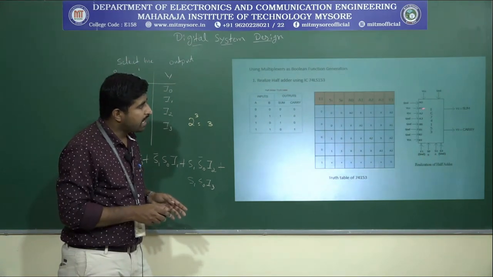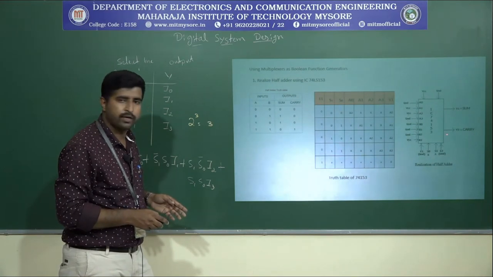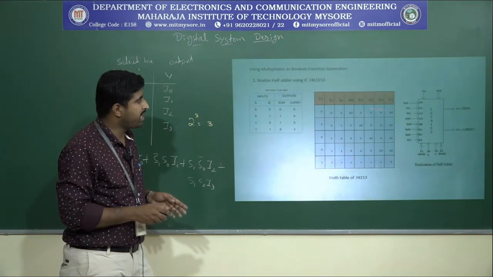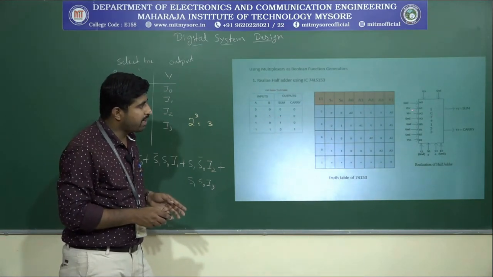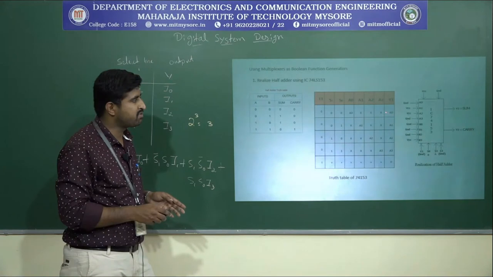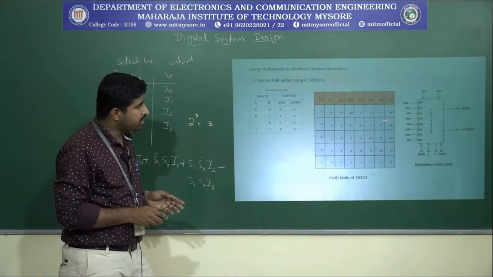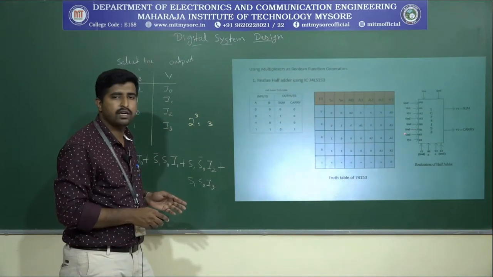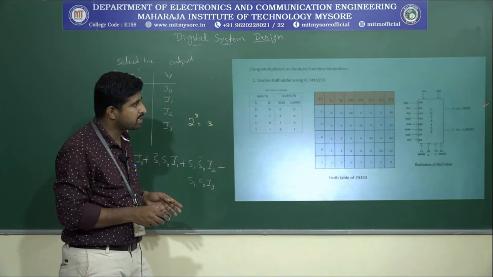So that means a1 will be connected to y1 and b1 will be connected to y2. What we need for the output is 1 0. So that's why a1 will be connected to logic 1, that means to the plus VCC, and b1 will be connected to the ground, because we need a 0, because these two outputs correspond to the sum and carry.